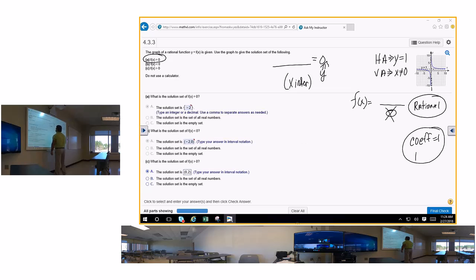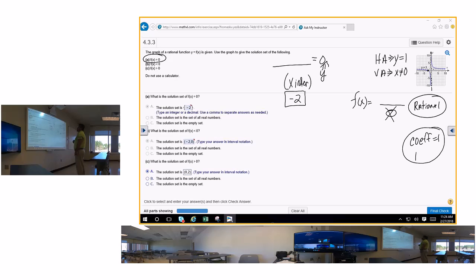This function does not cross the x-intercept. Yeah, it does. I'm sorry. Right here, at x equal to negative 2. So you would say the x-intercept is negative 2. Sorry about that.